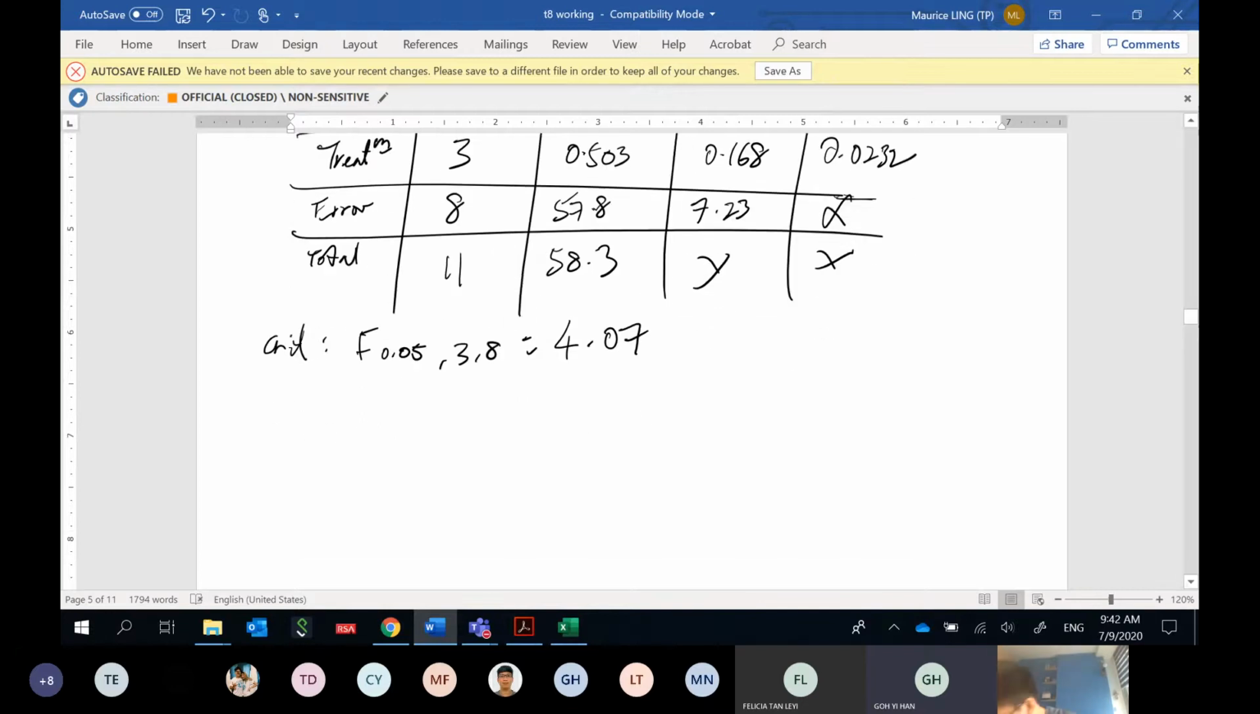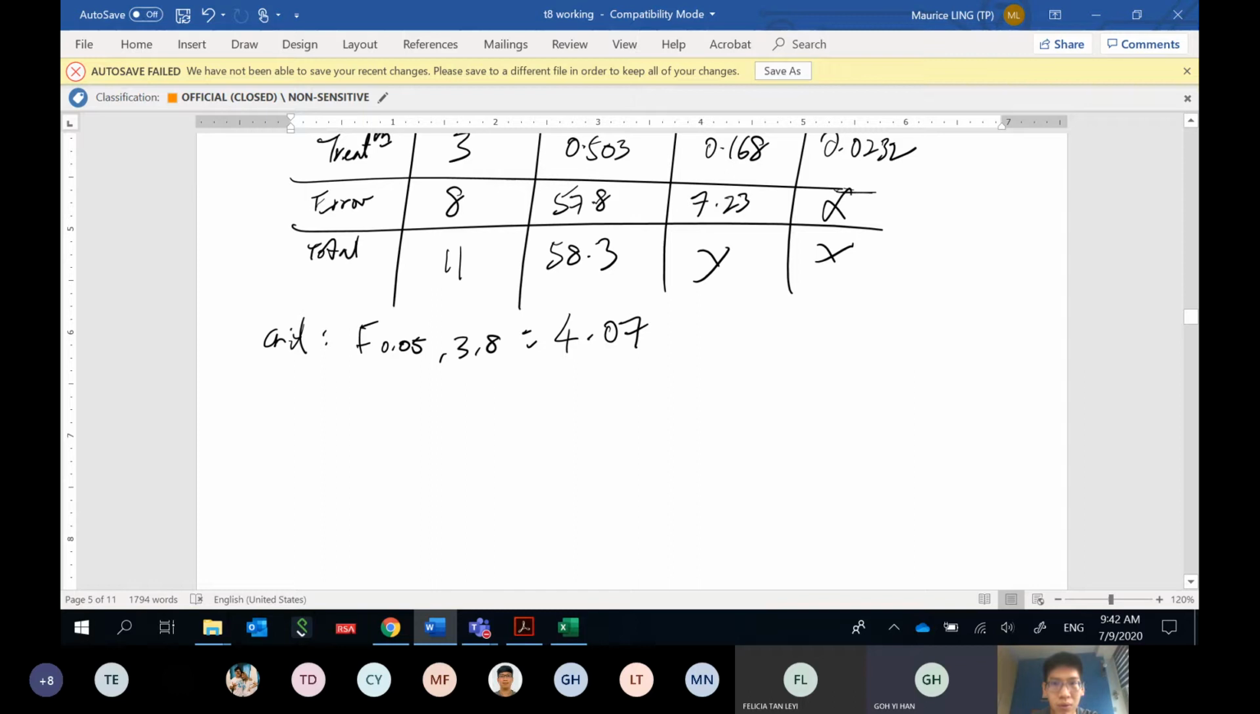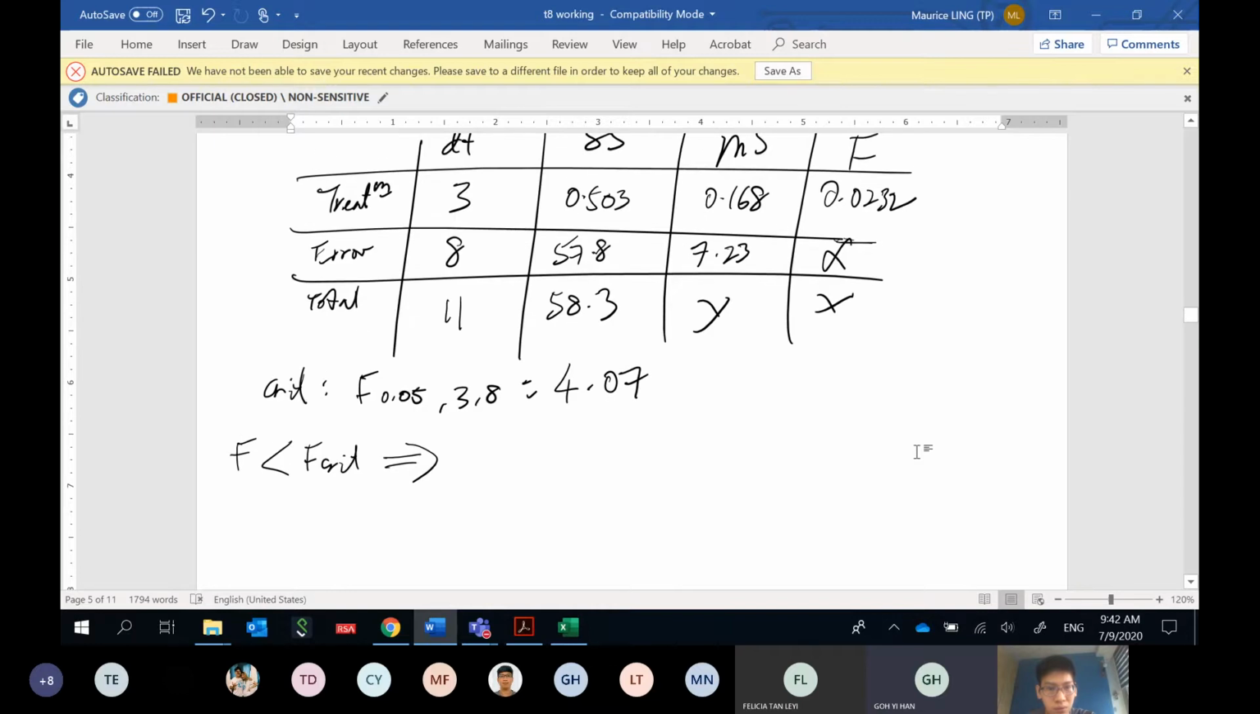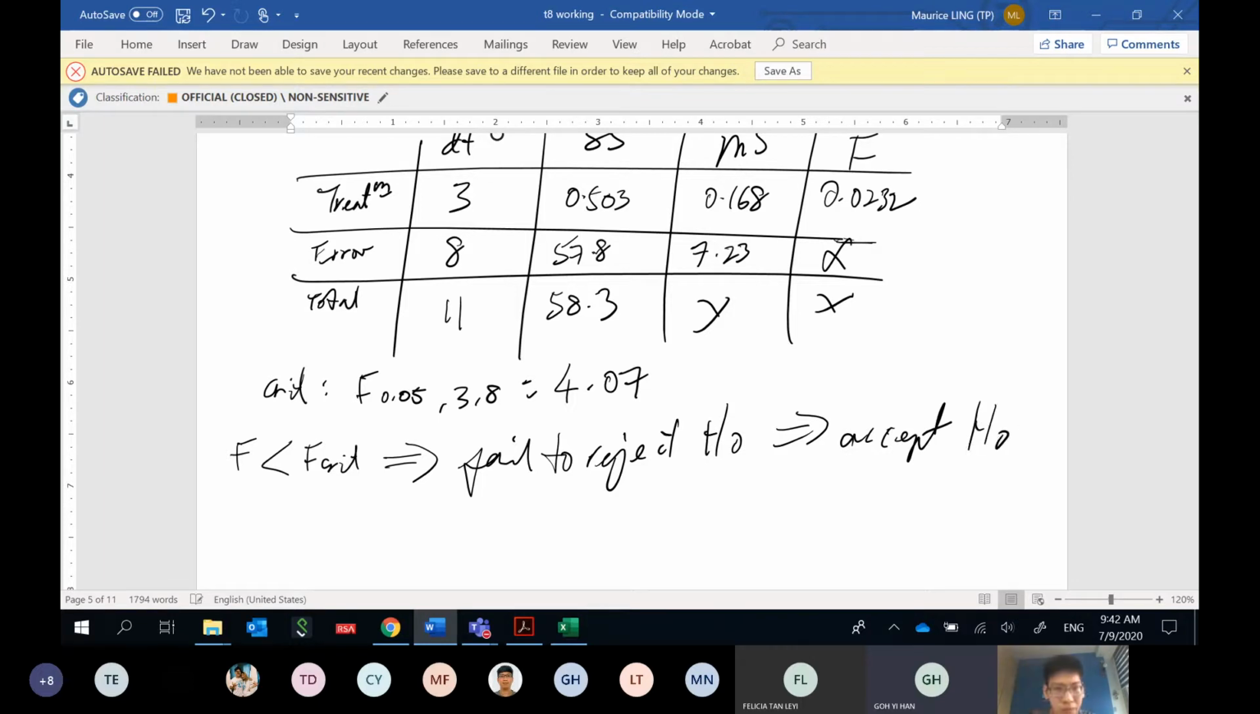Then what is your conclusion? Since the F value is less than the critical value, which is 4.07, there is not enough evidence to support that the alternate hypothesis is true at 0.05. No, you cannot say that. You have to accept or reject the null hypothesis. You do not reject the null hypothesis, so you fail to reject. Yeah. Therefore you actually accept the null hypothesis, which then means what?